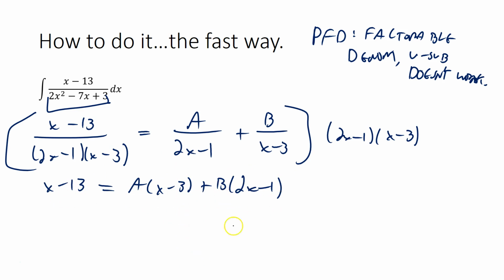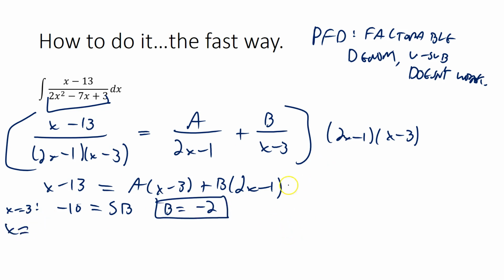This has to be true for any value of x. So we're going to choose some really convenient values of x. What would one really nice value of x be that would maybe make something over here go away? Well, how about 3? If x equals 3, then I have 3 minus 13, which is negative 10, equal to, the A part goes away, right? Because if x is 3, this is 0, it's nothing. But then I have B times 6 minus 1, which is 5, equals 5B. So what's B? B is negative 2. All right, found part of it already.